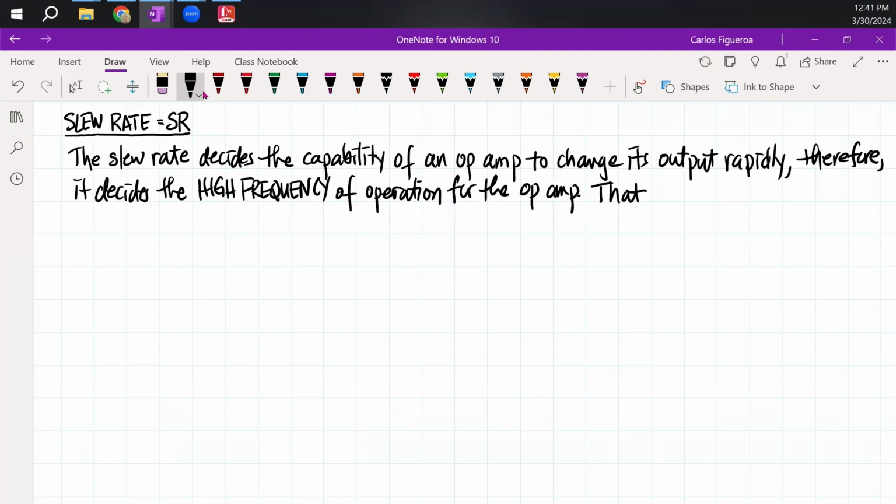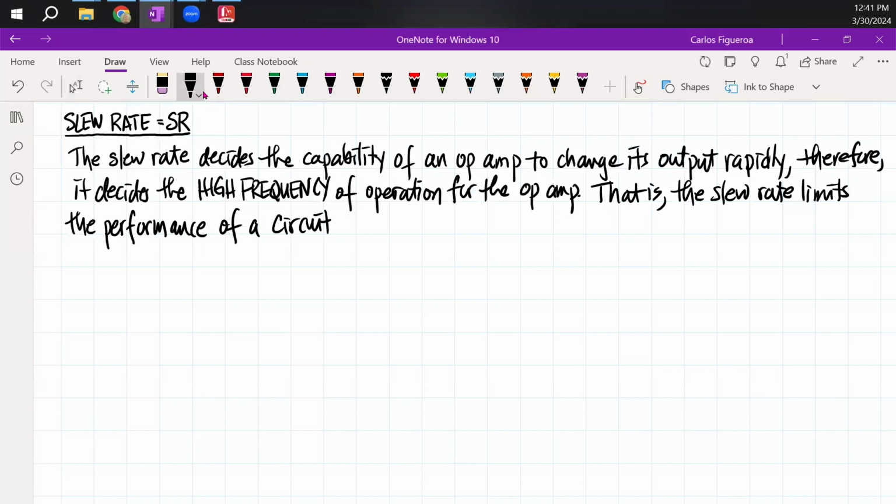That is, the slew rate limits the performance of a circuit and distorts the output waveform.